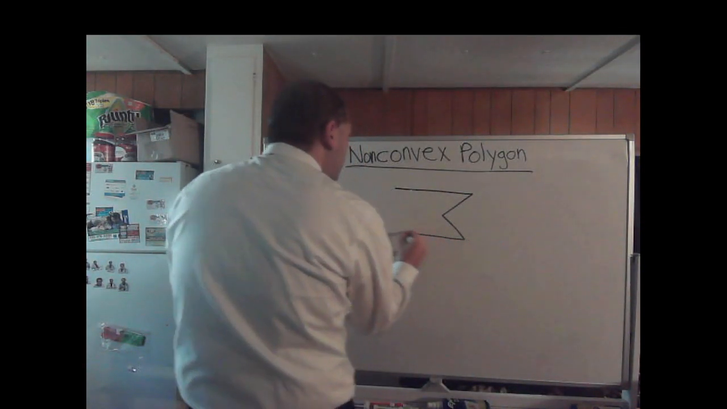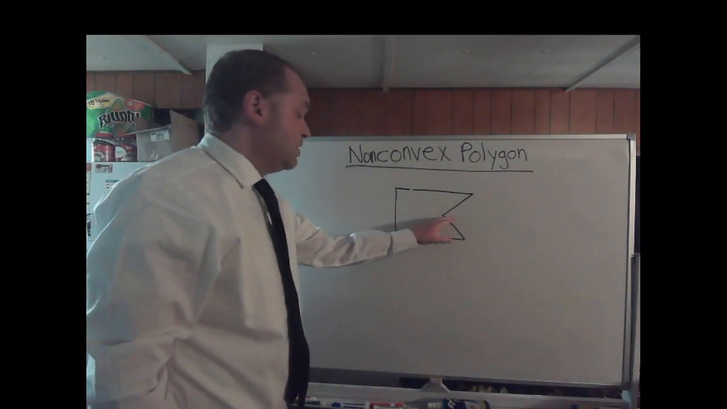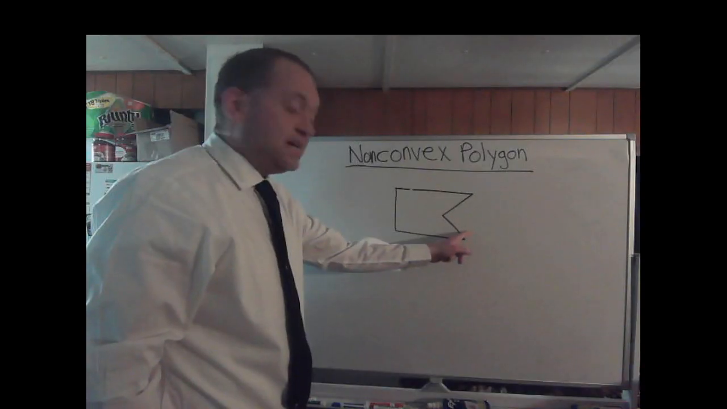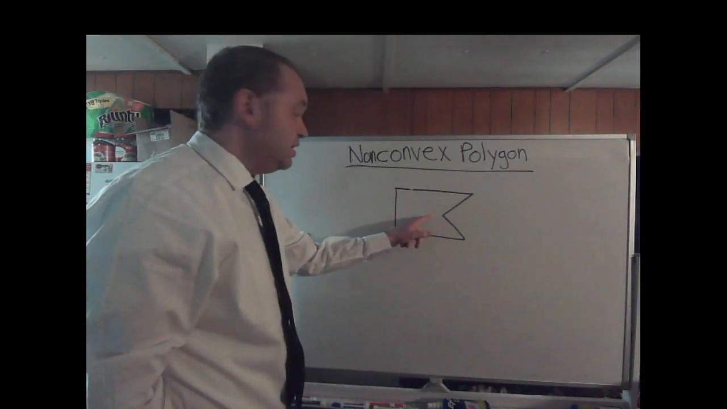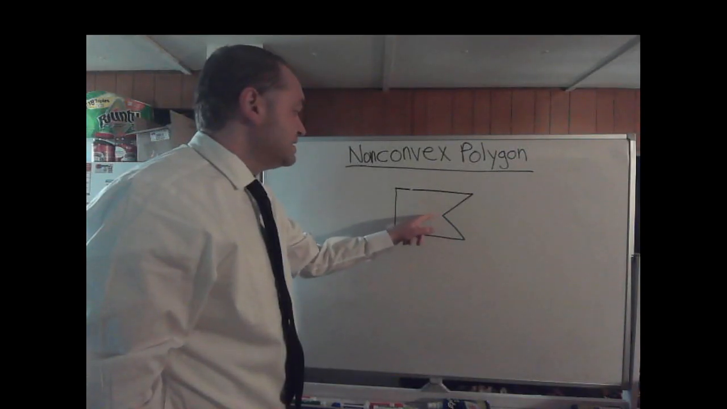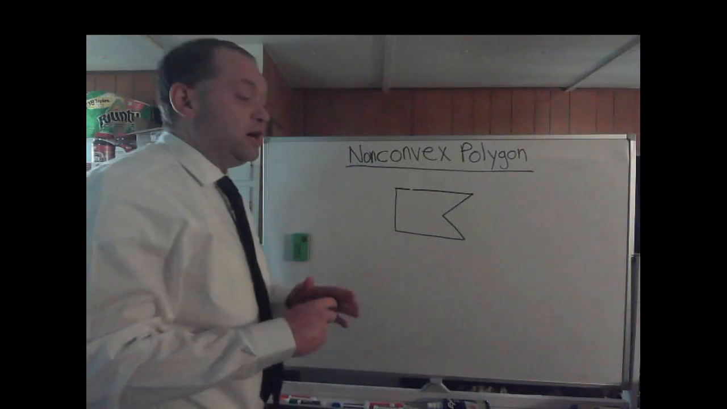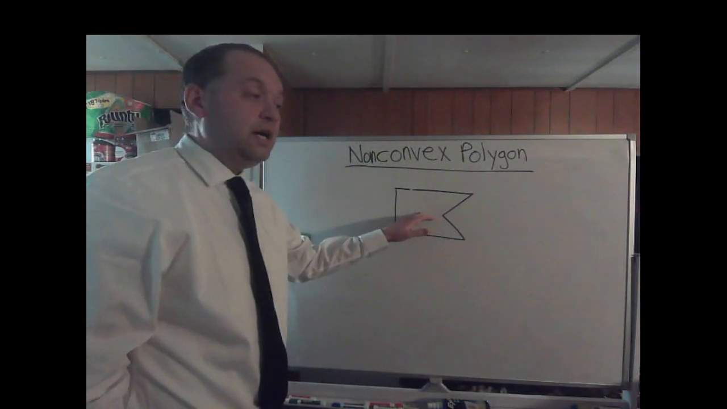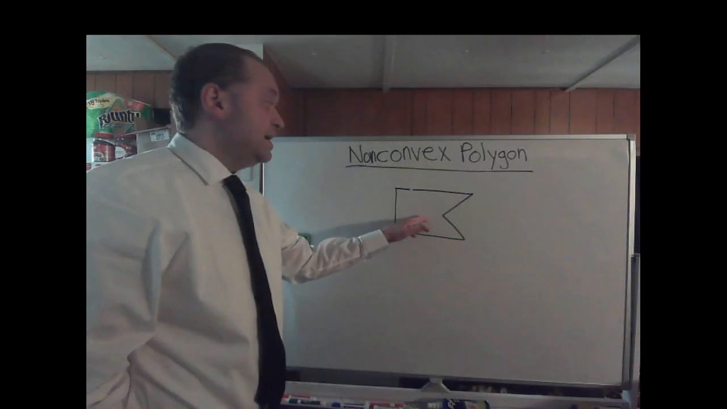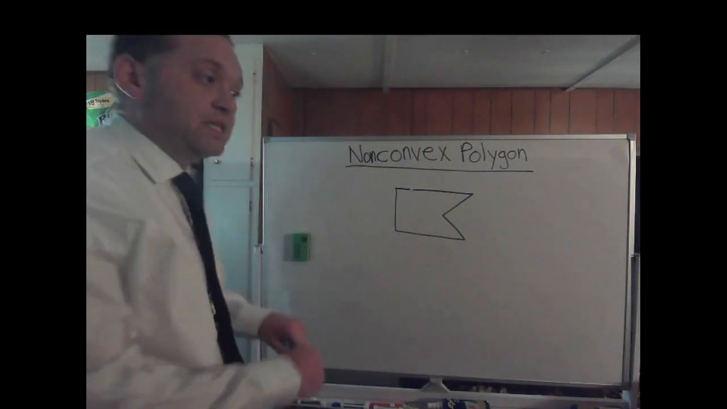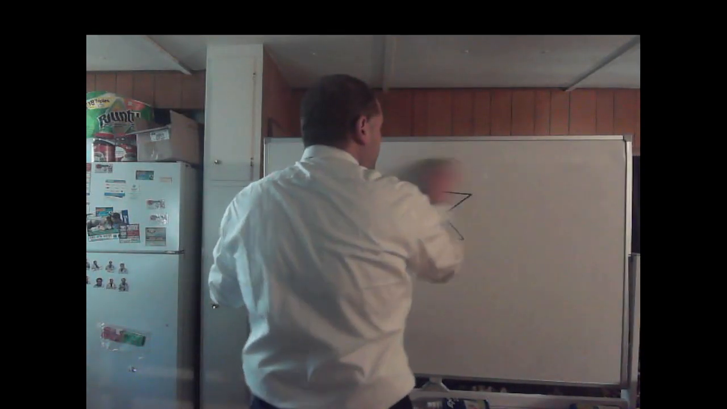let's say something like this. You have both of these sides here on the right, they curve inward towards the inside of the polygon, right? They contain points inside of the polygon. That would be considered a non-convex polygon, kind of like the flag of the state of Ohio. Those of you that live in Ohio like me, our flag is not a convex polygon, it's a non-convex polygon. But that's really it for non-convex polygons.